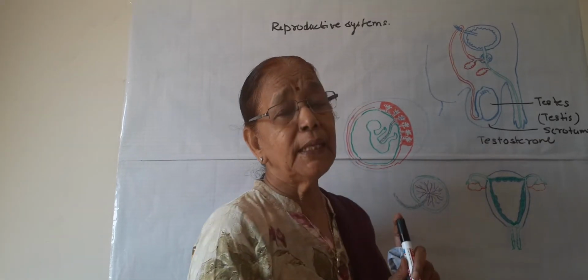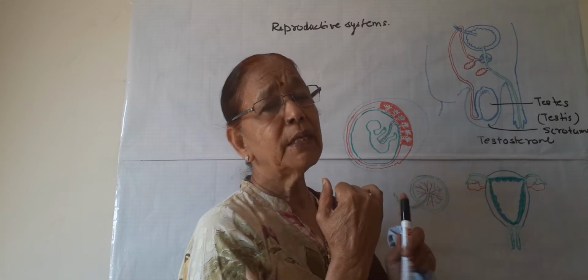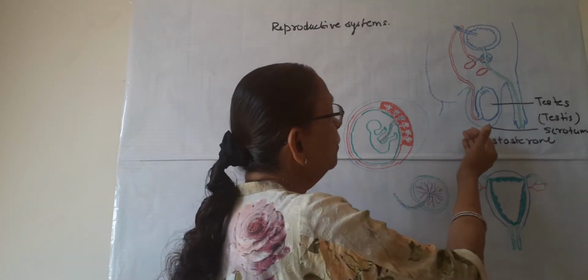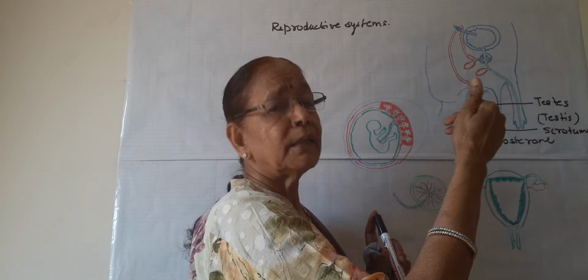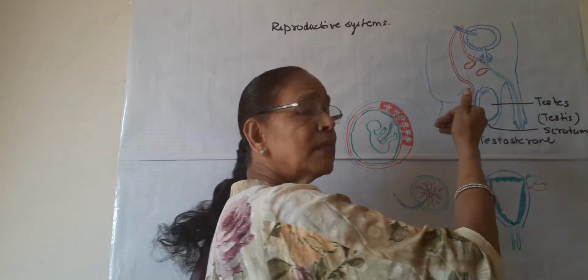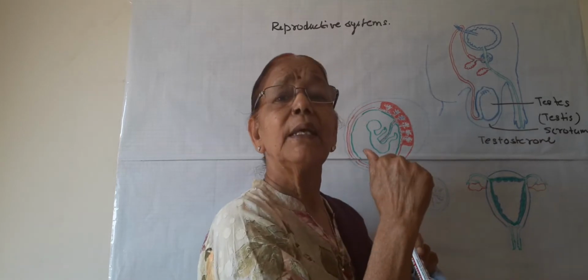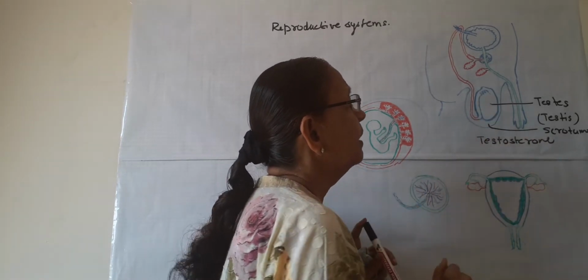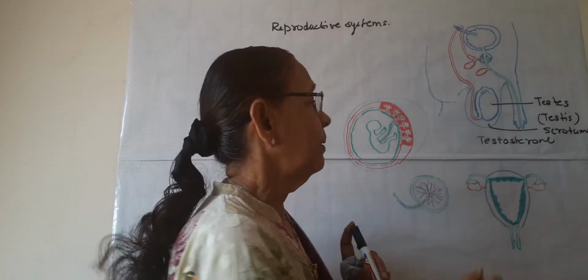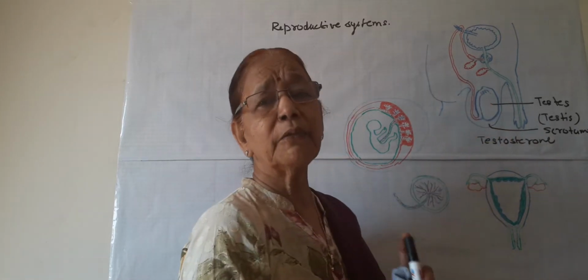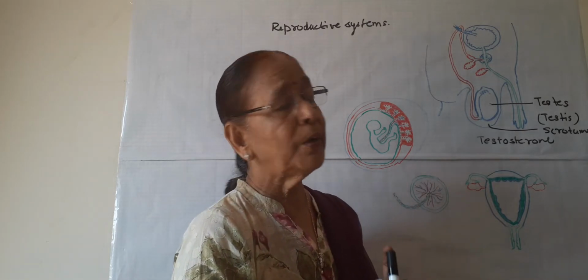Because sperms need a temperature lower than the body temperature. Suppose the body temperature is around 37 degrees Celsius. So for the production of sperms, around 2 degrees less temperature is needed. So when the testes are present outside the body, they have a cooling effect and the temperature is less here. So these testes are present in a fleshy bag-like structure known as the scrotum. So the testes are the main part of the male reproductive system which helps in production of the male gamete or sperm.